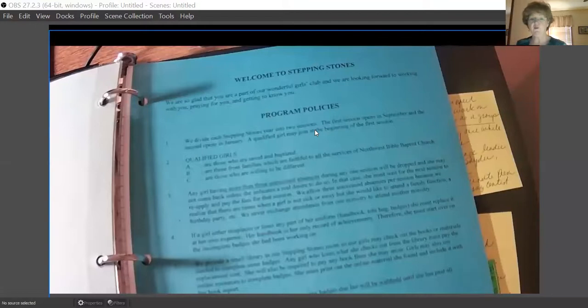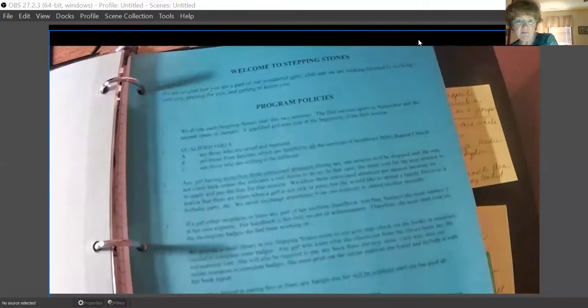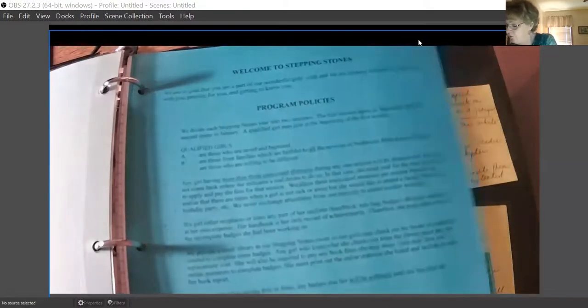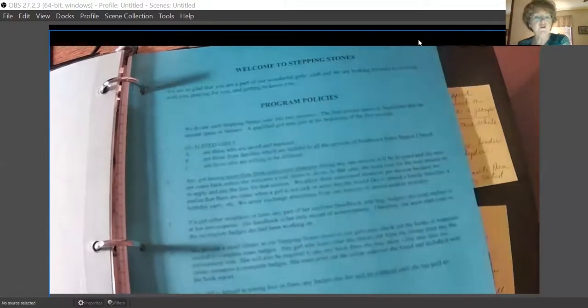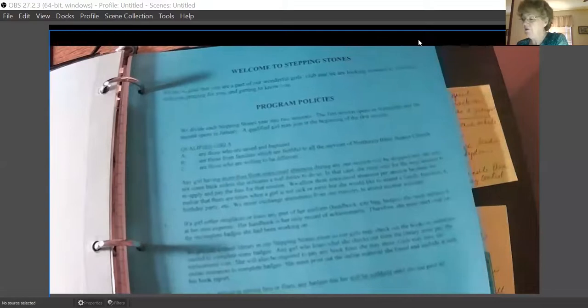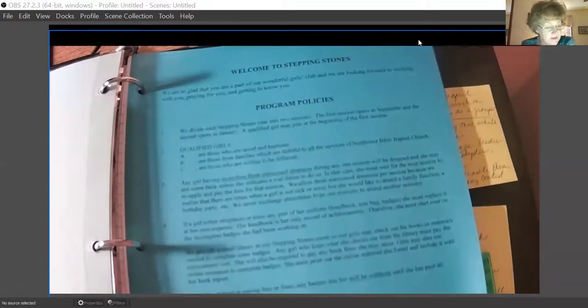We also ask that you're prompt in picking up your daughter at 3 o'clock under the canopy after the Stepping Stones meeting. We have here that the written requirements should be done in pencil. That's just a recommendation that makes it easier for the girl to correct any mistakes.